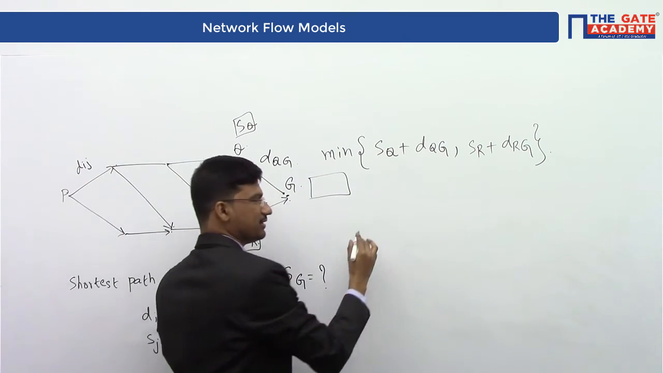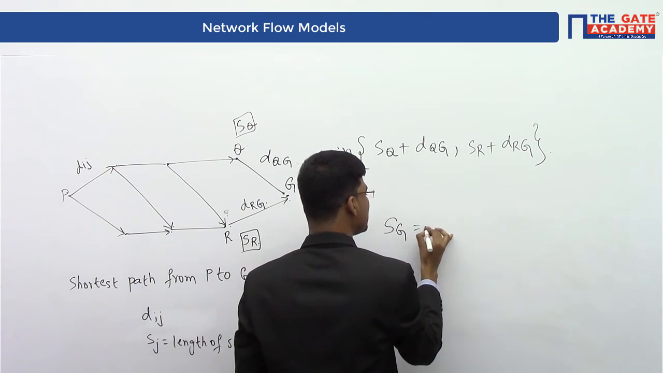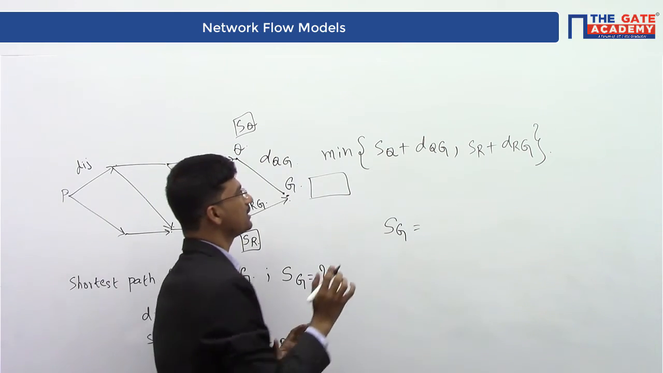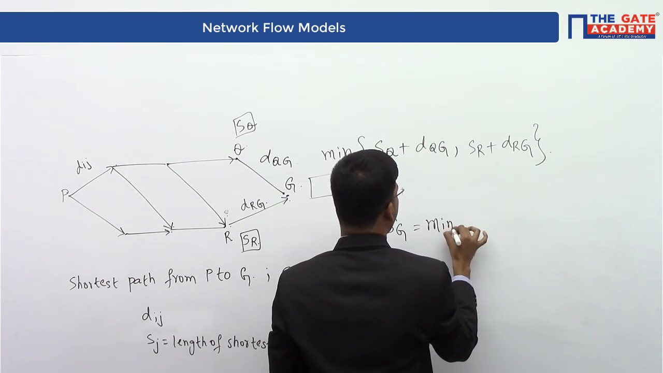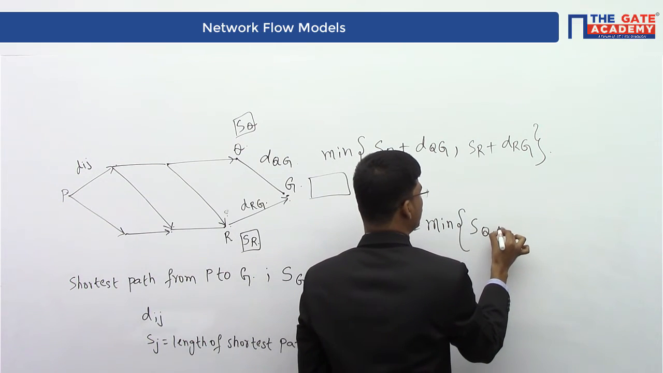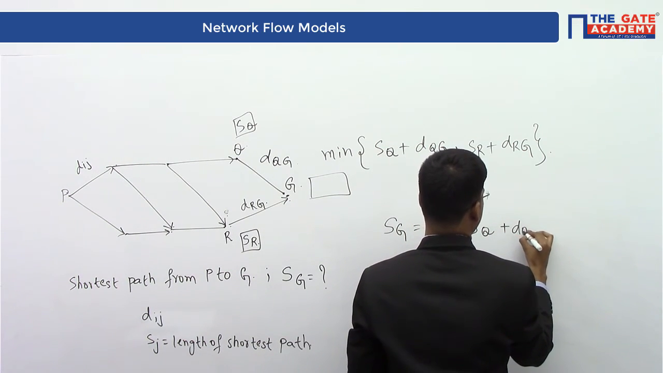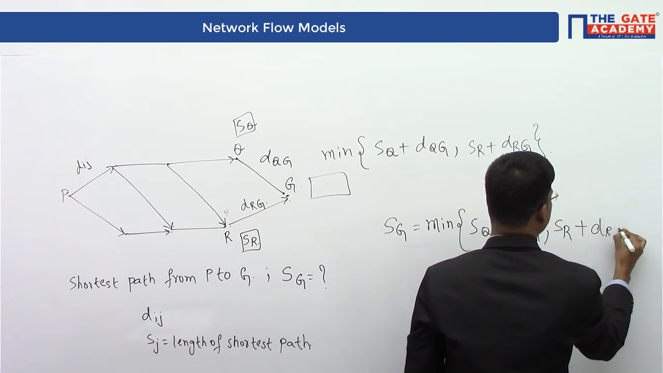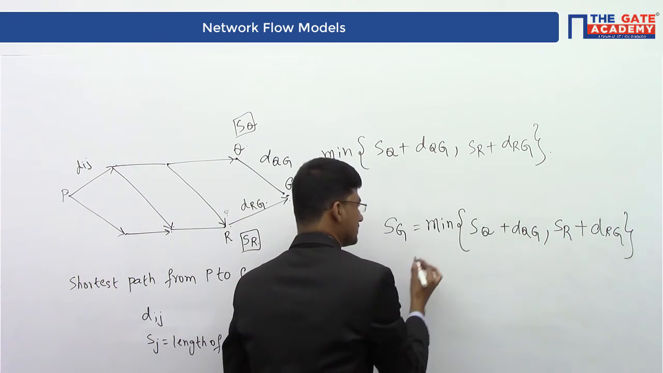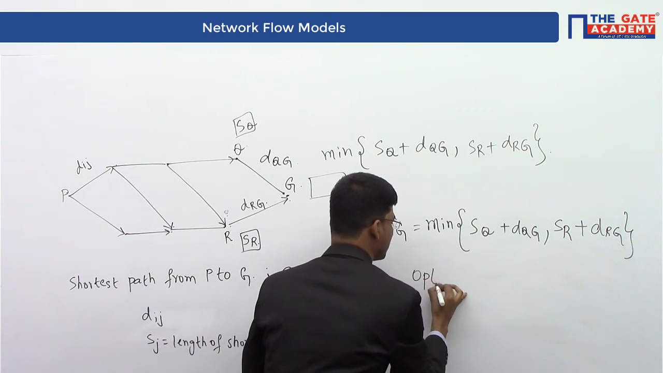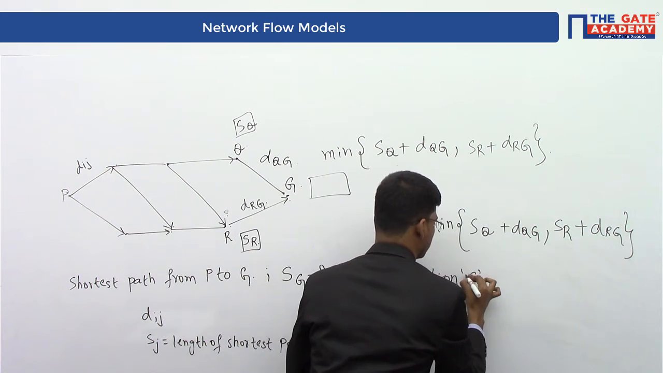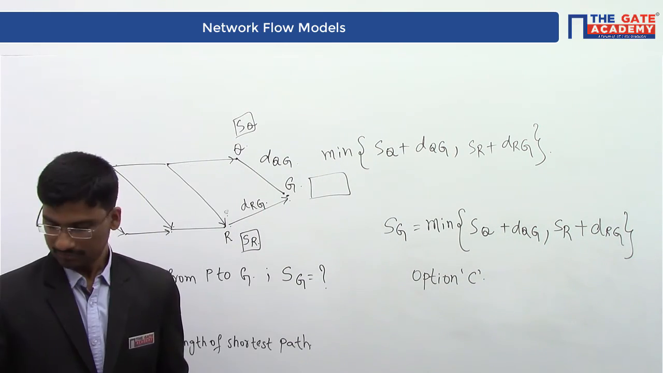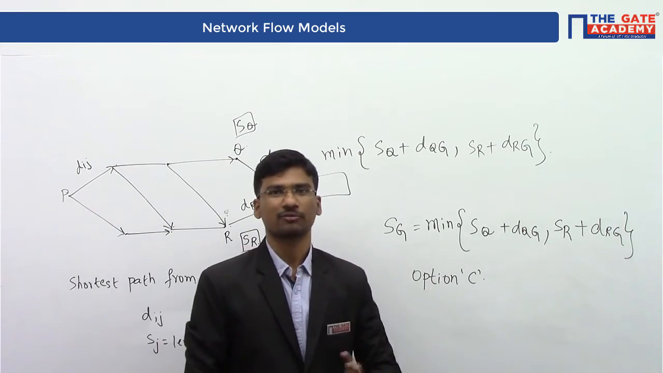Now what is your Sg? Your Sg, the shortest path from node P to node G, is equal to the minimum of Sq plus Dqg, comma, Sr plus Drg. This particular expression is your option C. So option C is the correct option. Thank you.